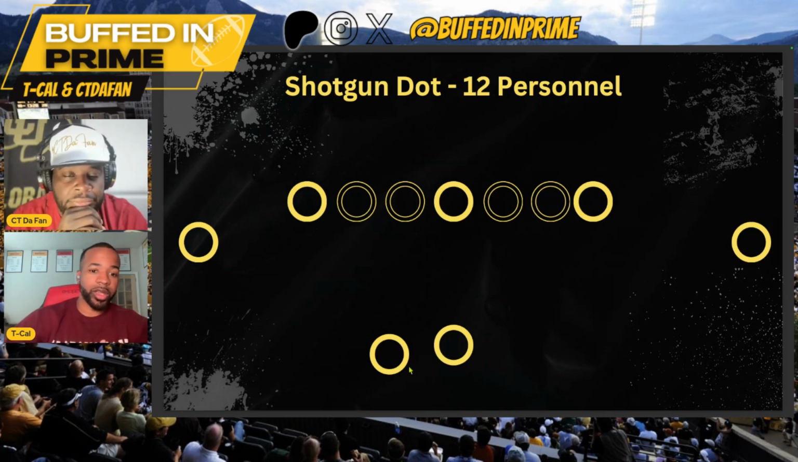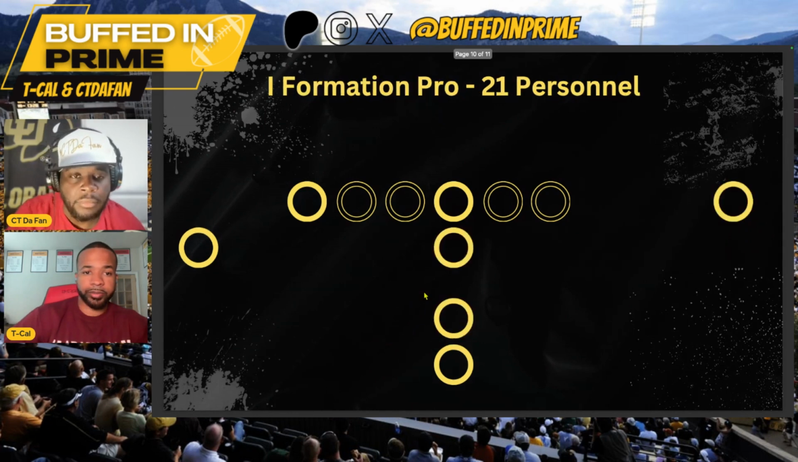So this is another shotgun formation. Now this is 12 personnel. So we have 1 running back, 2 tight ends, and 2 receivers, because we always have to equal 5. And in the defense I played in, we call this dot. So it's a shotgun dot.